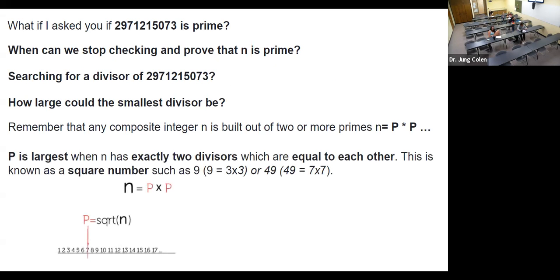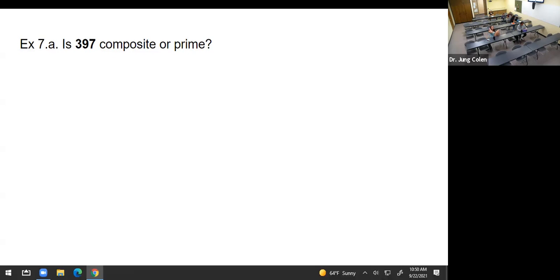We have only 1 minute left, so I want to finish this. So thinking about 397, whether it's composite or not, you can take the square root of 397, and you get 19 point something. So you can check the divisibility test of 2, 3, 5, 7, 11, 13, 17, and 19, and you can stop there. You don't have to go even further, okay? Because that's the square root of that number.